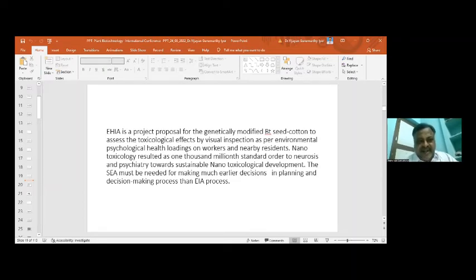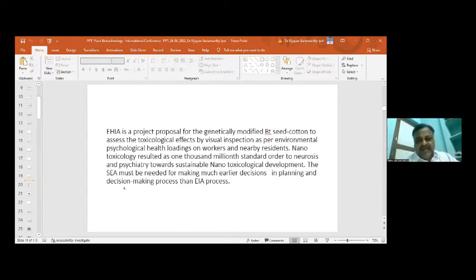So the strategic environmental assessment process has been investigated for making much earlier decisions in the planning and decision making process than the environmental impact assessment process. So the environmental impact assessment process is a need of the BT seed cotton and the genetically modified organic biotechnological aspects.